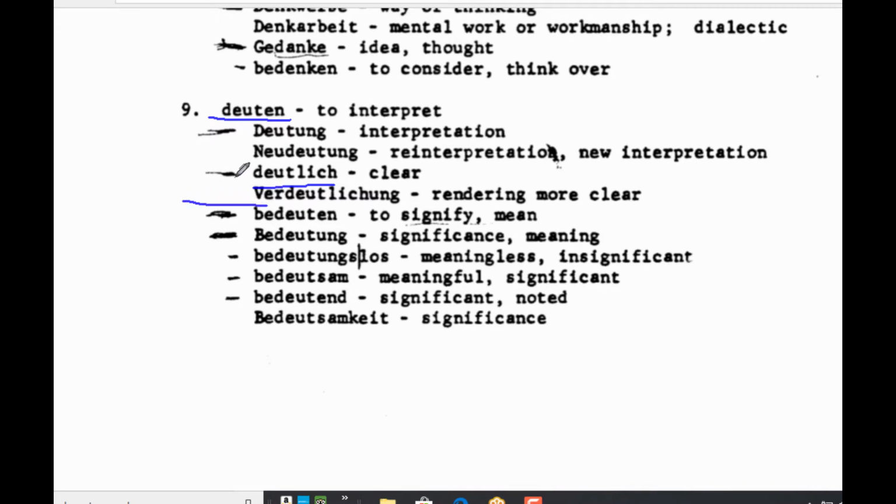Yeah. So these are all related. So bedeuten, to signify. Die Bedeutung, because the ung is feminine. Bedeutungslos. Here's a suffix equivalent to our suffix less. So helpless, without help. So bedeutungslos is meaningless, as you say here. Bedeutsam, it just means meaningful, with also a very common suffix. And bedeutend is significant, sort of as a present participle.